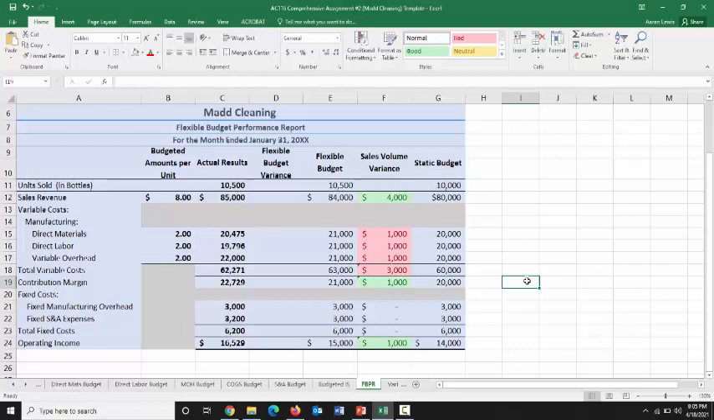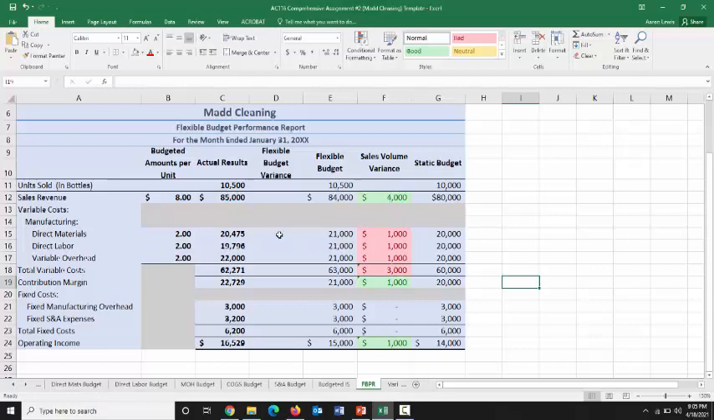So that is the portion of the difference between what actually happened and what we proposed in our master budget that can be attributed just to the fact that you never know exactly how many units you're going to sell. We sold more units than we thought we were going to during the period. We should be happy about that. And that is the rationale for this.